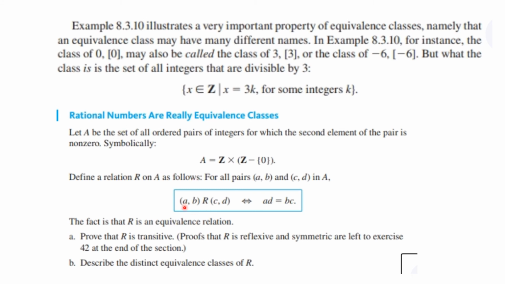Because what you can say is that a/b is related to c/d. That is, a over b is related to c over d. We can think about that as a over b equals c over d if a times d equals b times c. This is your means-extremes product. So this is an equivalence relation, but let's prove that it's transitive, and let's talk about what the distinct equivalence classes are.